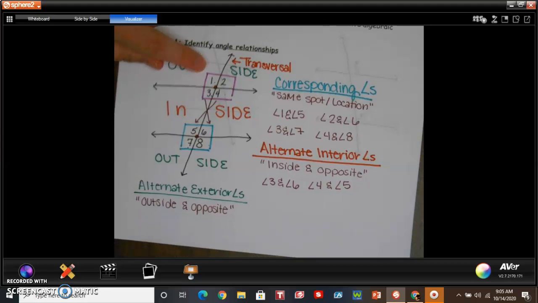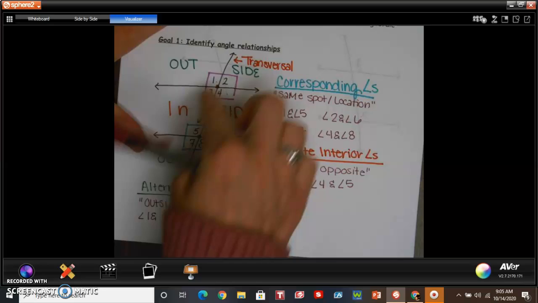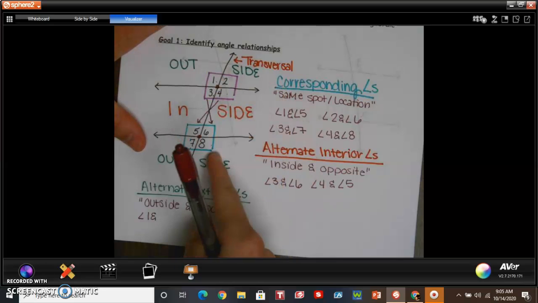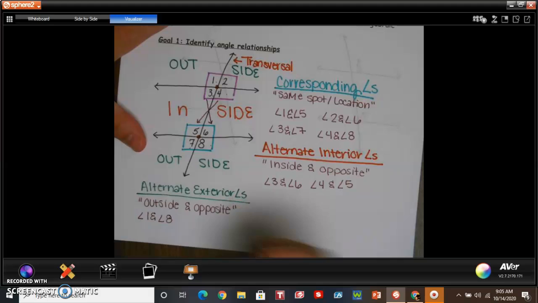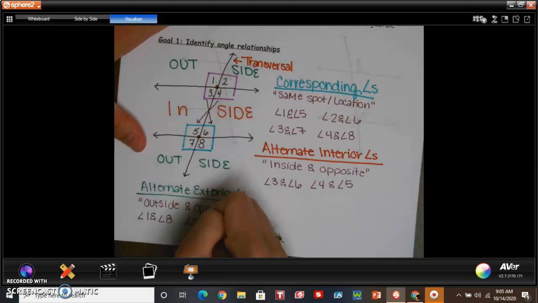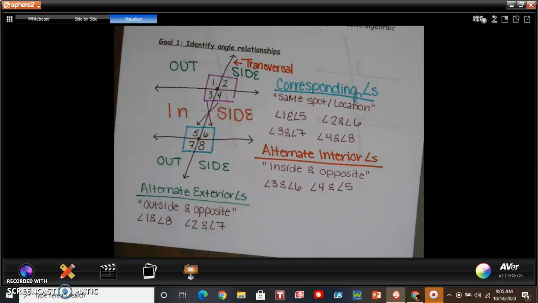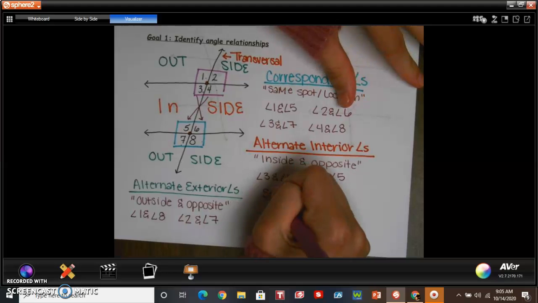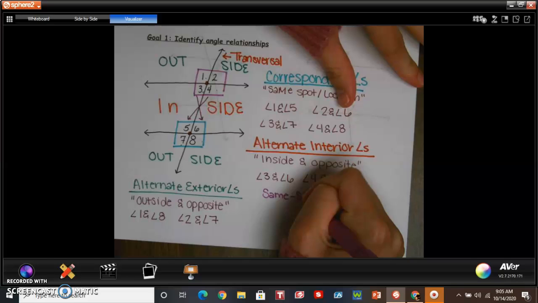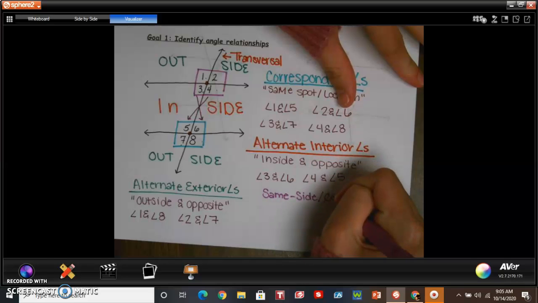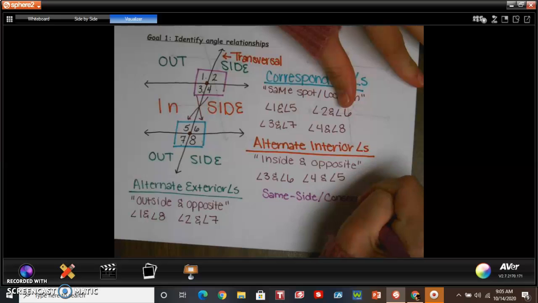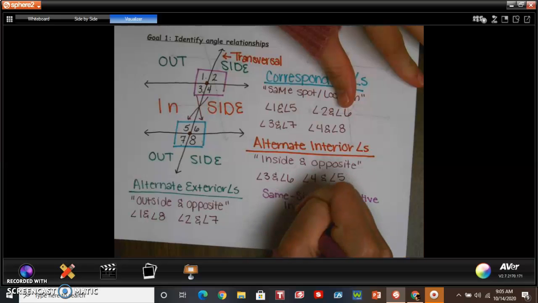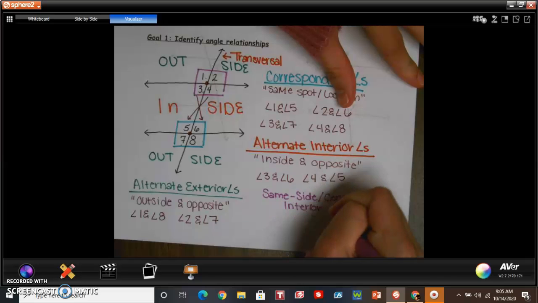So if we're looking at angle 1, who's on the outside, diagonally across from it on the other side is 8. And if we're looking at angle 2, diagonally across from it on the outside is 7. And that's it, because those are the only angles that are outside our two lines. And our last relationship we're going to talk about is same side / consecutive interior angles.